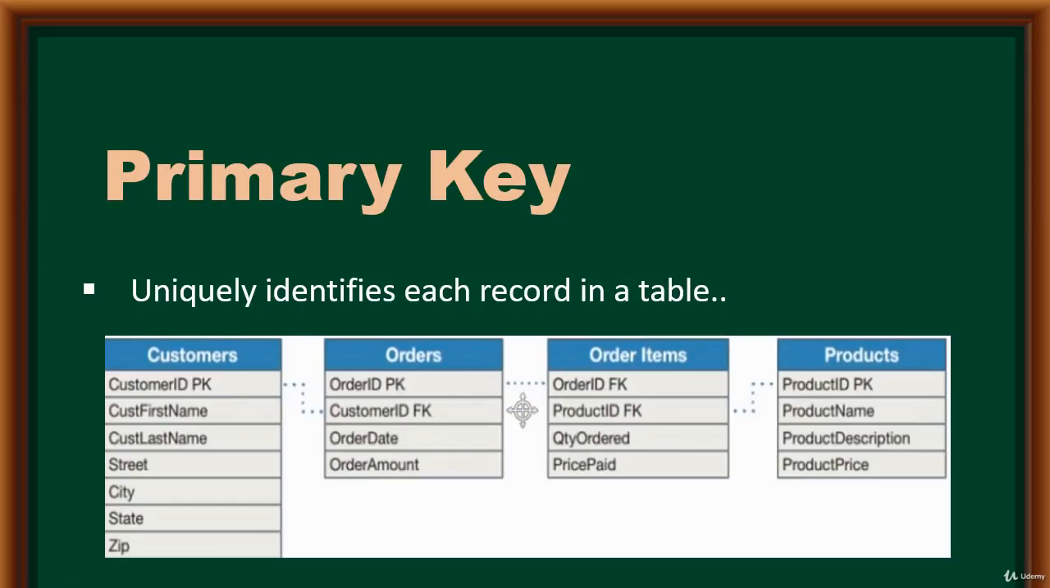So again, looking at this illustration of a table, we can see here that PK represents a primary key. We're using the customer ID as a primary key to identify each record in the table. In this table, we're using the order ID as a primary key.